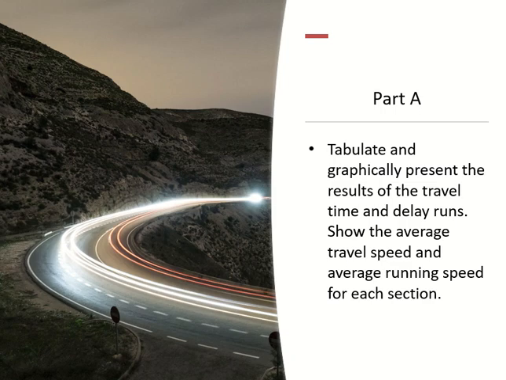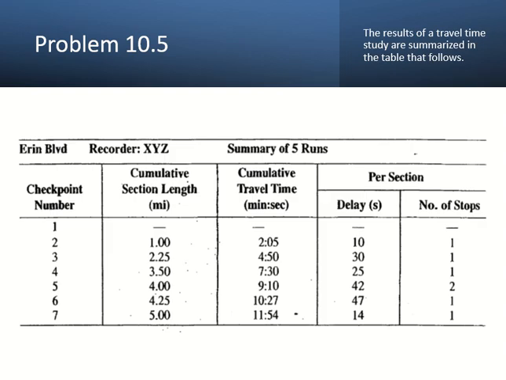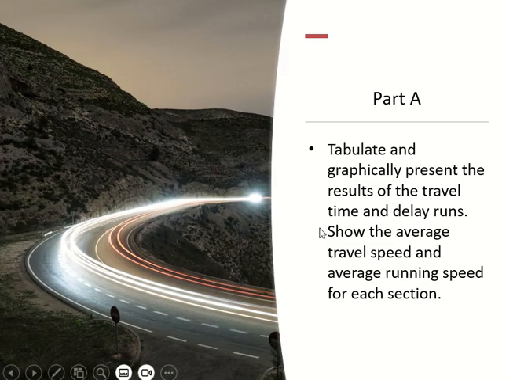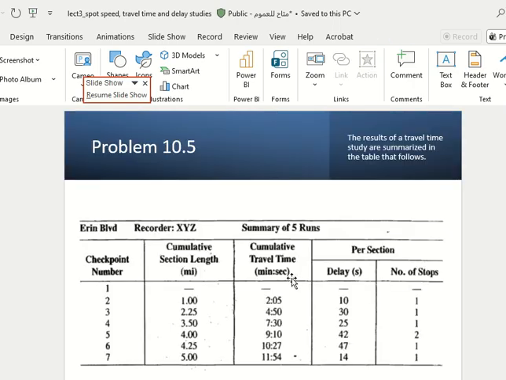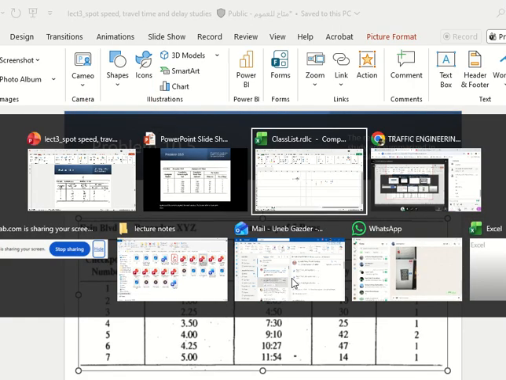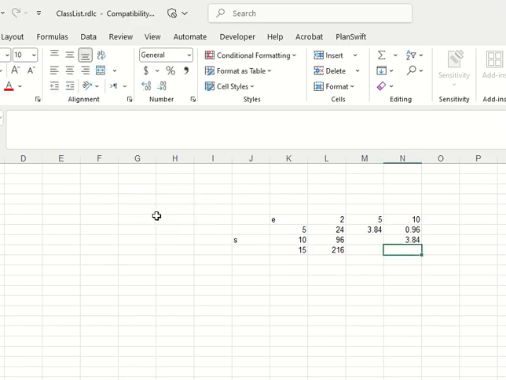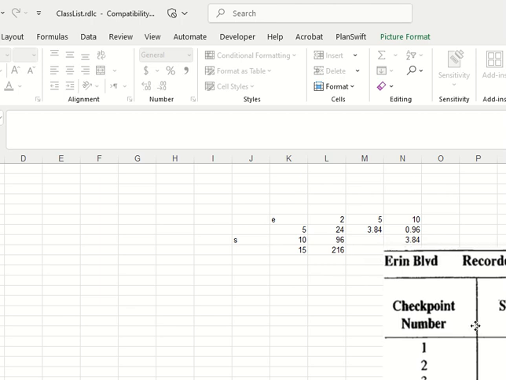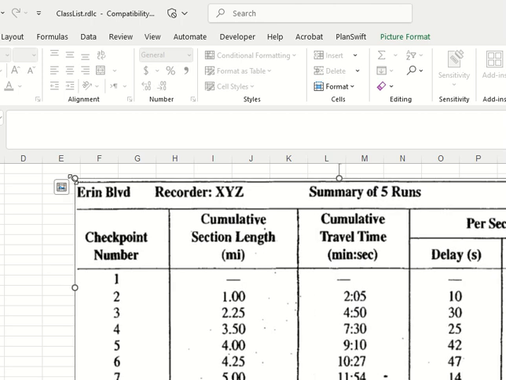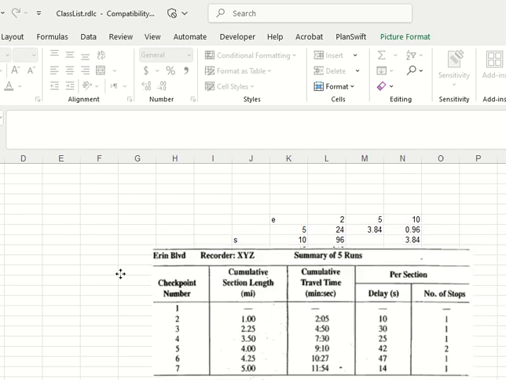So the first part is you have to find out the travel time, the travel speed and the running speed for each section. Let me take it from here. Take the picture from here and go to Excel. I'm going to delete what I don't need. It's a very large picture.